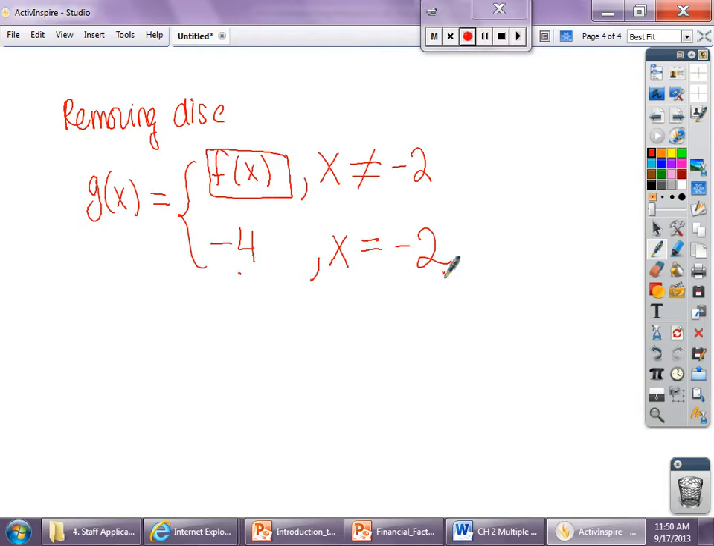Okay? Removing discontinuities. That's the first type of discontinuity. How do you know? Because a factor will cancel. Are we good on that? Okay? You should be able to remove it. You should be able to tell me the y value. You should be able to tell me a limit. And you should be able to tell me a piecewise function. Those are all the things you should be able to do. Okay?